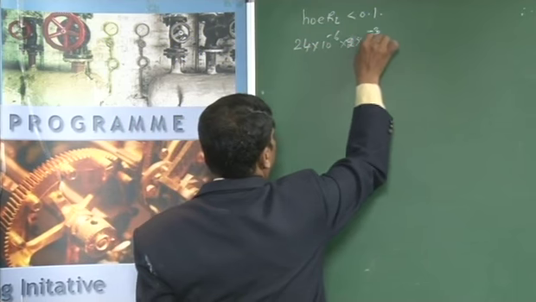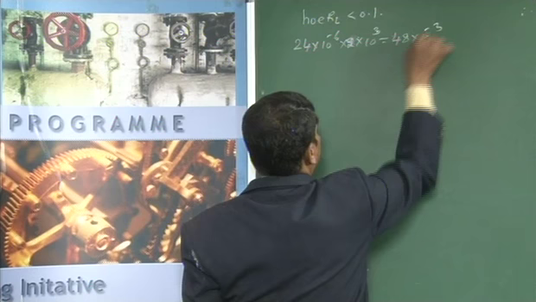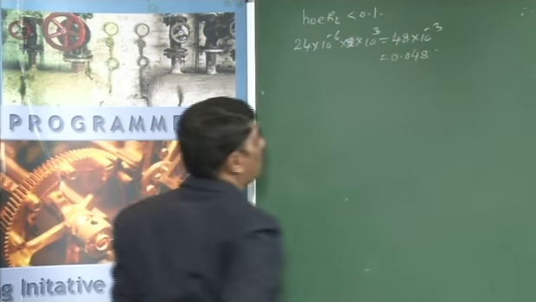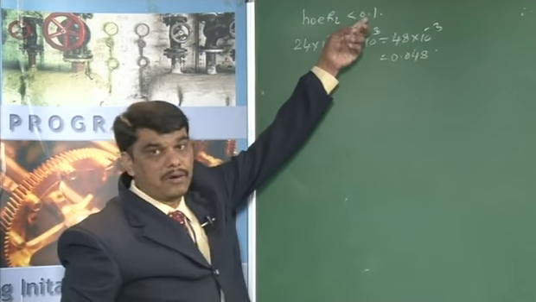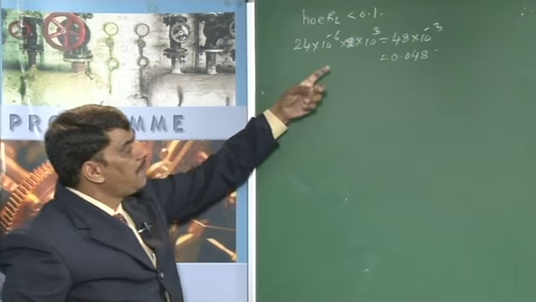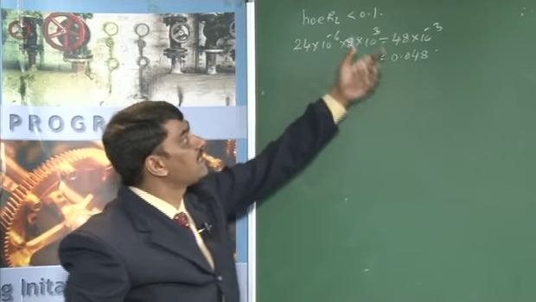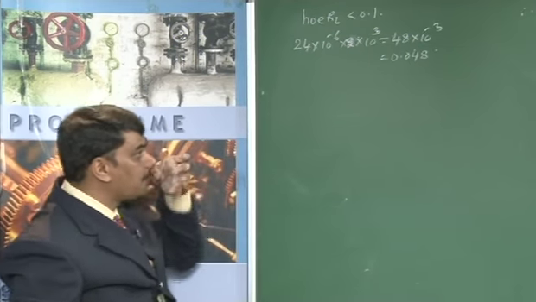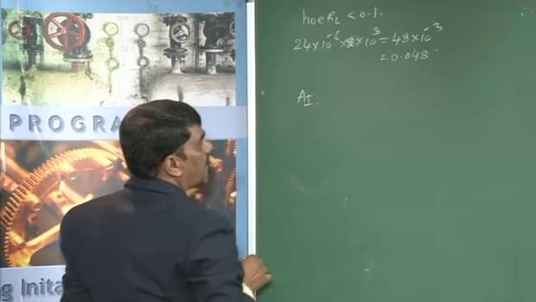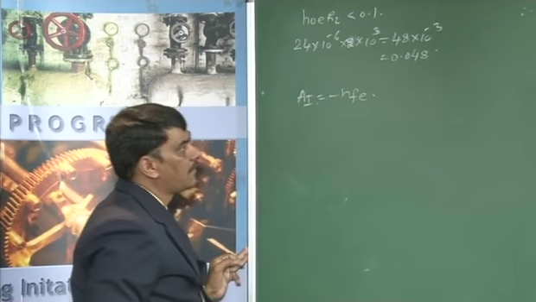This is equal to 48 into 10 to the power of minus 3. This value is 48 by 1000, which is equal to 0.048. This value is less than 0.1. Hence, the approximate analysis can be used, and the error between the exact analysis and the approximate analysis does not exceed 10%. According to this analysis, the current gain AI is equal to minus hfe.